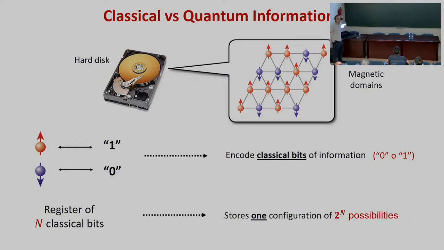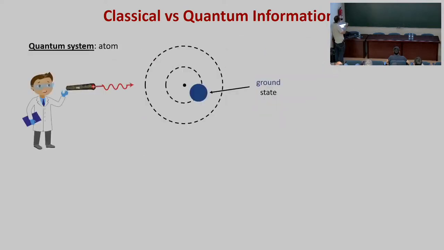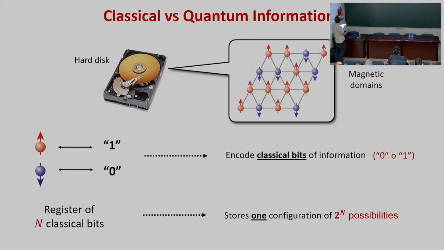Okay. Well, so I start with the difference between classical and quantum information. So imagine a hard disk. A hard disk is made of magnetic domains, and if it is up or down, we can store a 1 or a 0, and in this way this can encode classical bits of information. This we have in many computers and in our cell phones.